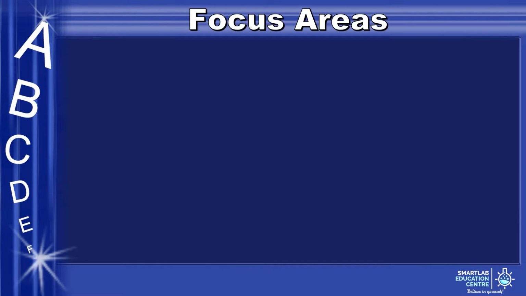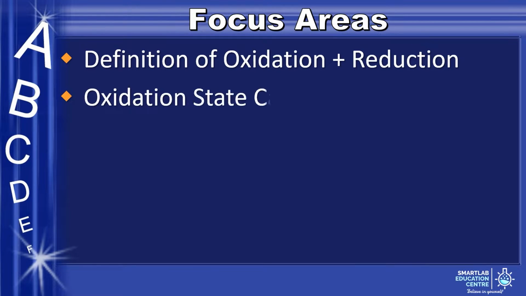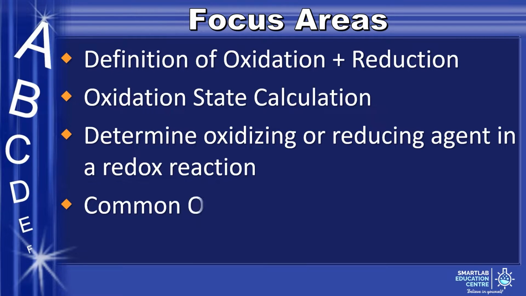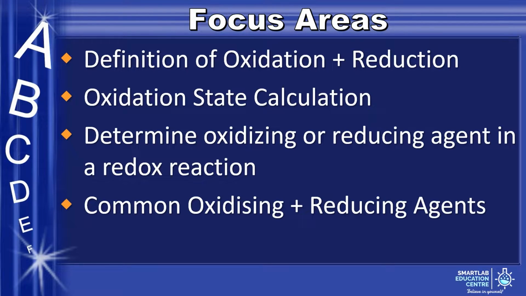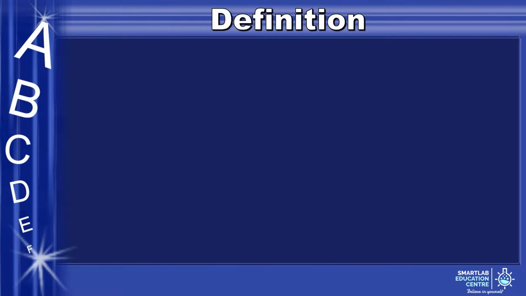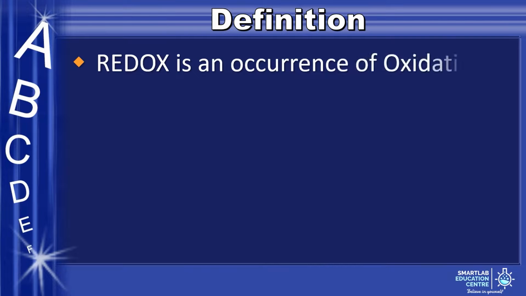The areas we will be focusing on are the definition of oxidation and reduction, oxidation state calculation, determining oxidizing or reducing agents in a redox reaction, and common oxidizing and reducing agents. Redox is an occurrence of oxidation and reduction.